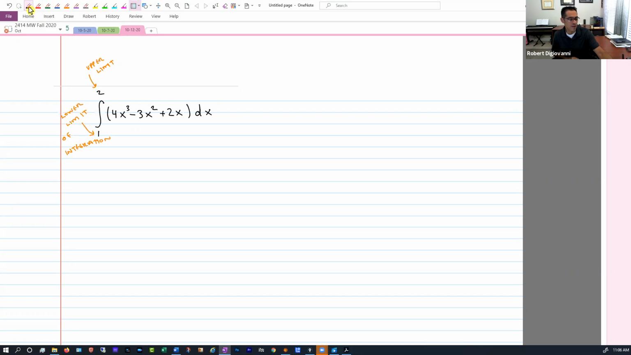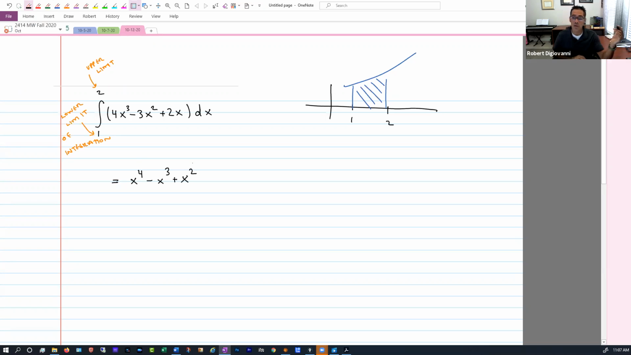So if we were able to graph this, which I'm not going to graph, but we have some curve. We're looking between 1 and 2. The function does something, we're not quite sure, but we're going to find that area between the function and the x-axis. And to do it, all we do is first find the antiderivative. So we're going to just write the antiderivative down, which is just x to the 4th minus x cubed plus x squared. We're just using power rule, right?